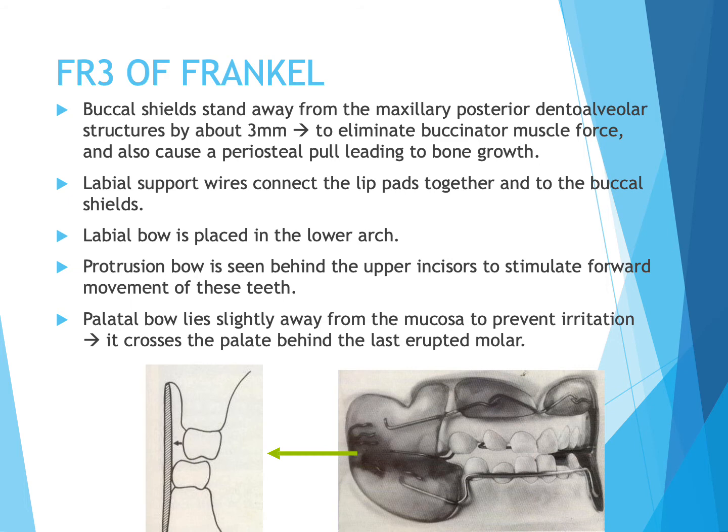Labial support wire connects the lip pads together and to the buccal shield. The labial bow is placed in the lower arch. Protrusion bow is seen behind the upper incisors to stimulate forward growth of these teeth. The palatal bow lies slightly away from the mucosa to prevent irritation. It crosses the palate behind the last erupted molar.